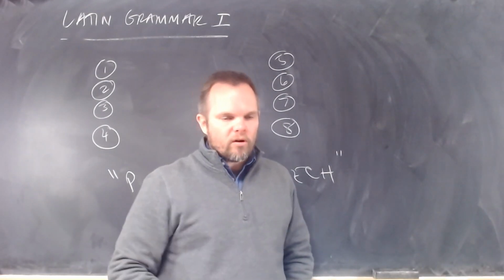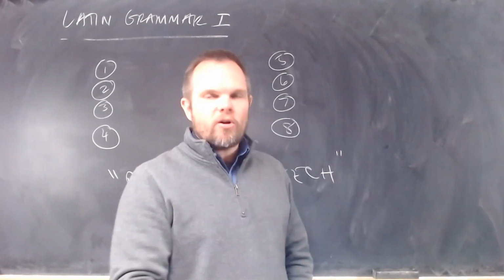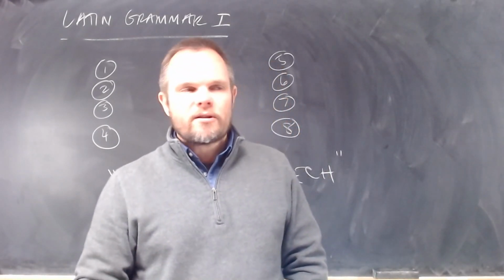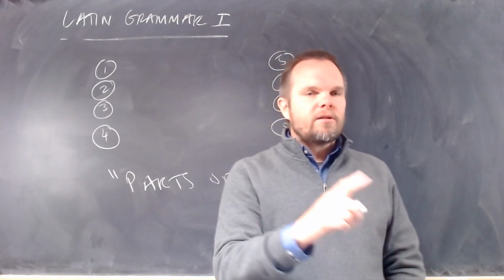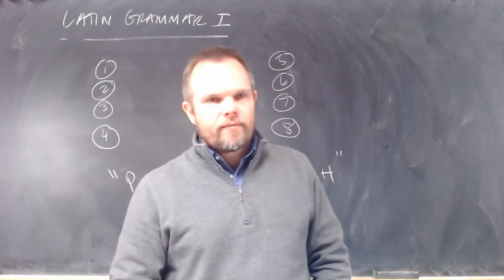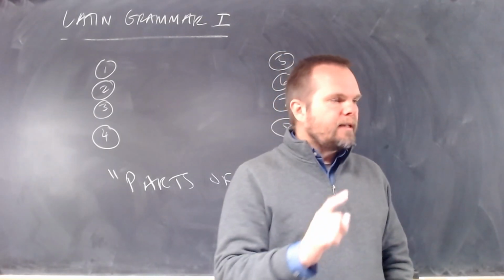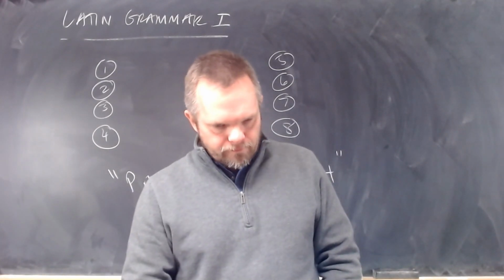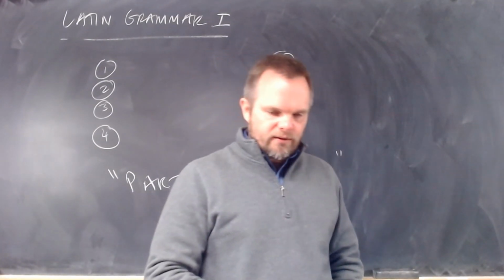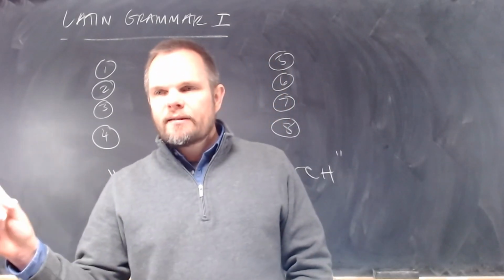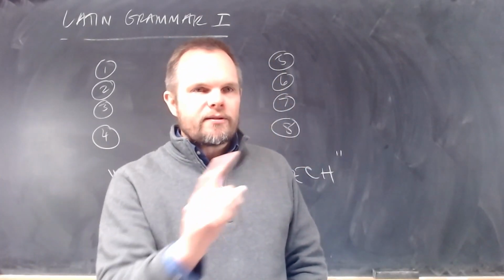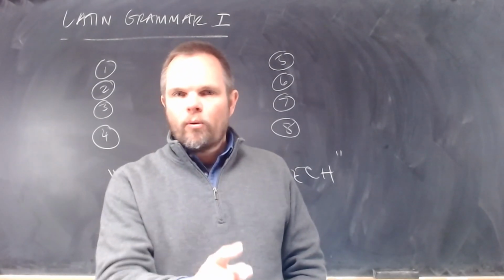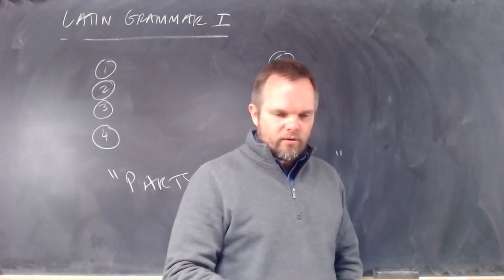And in the first rule, we read, partes orationis sunt octo. The parts of speech are 8. There are 8 parts of speech, 8 different kinds of words. And you then have a list of these words. And the order of the list is important, so don't think that you can just learn the 8 different names in any order. They're listed in an important order. Make sure you learn them in this order.